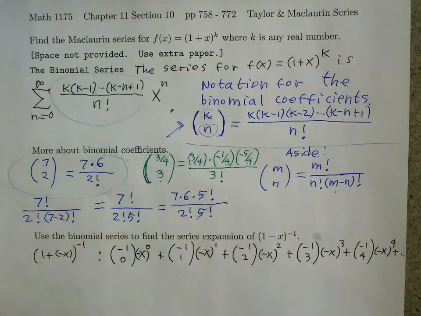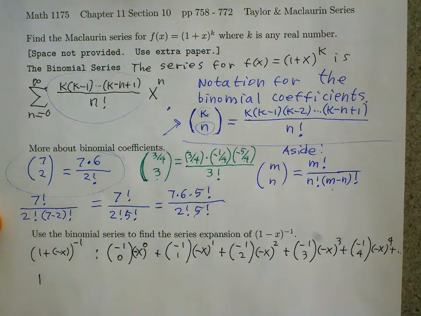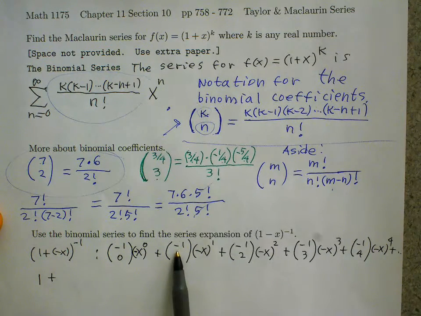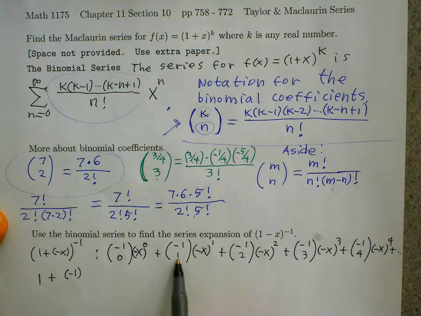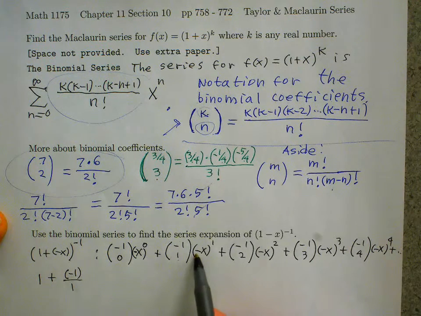Okay, negative 1, choose 0, that's just 1. Negative x to the 0 is 1, so we get 1. Then the next term, negative 1, well, we have one factor. The factorial is 1 factorial, and 1 factor is just negative 1. And then negative x to the first is negative x.